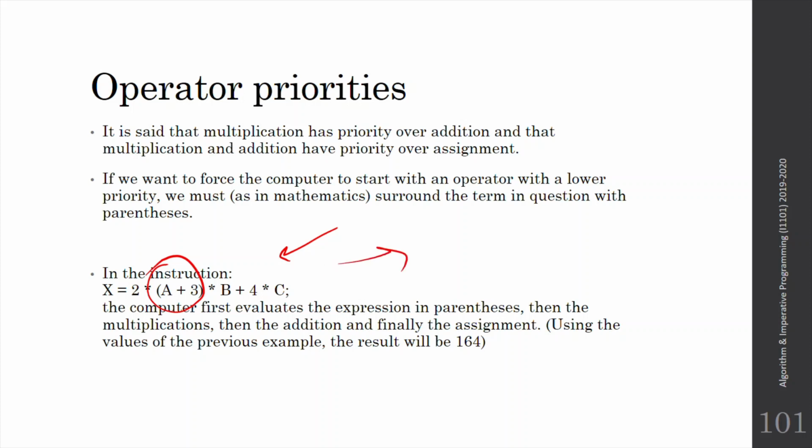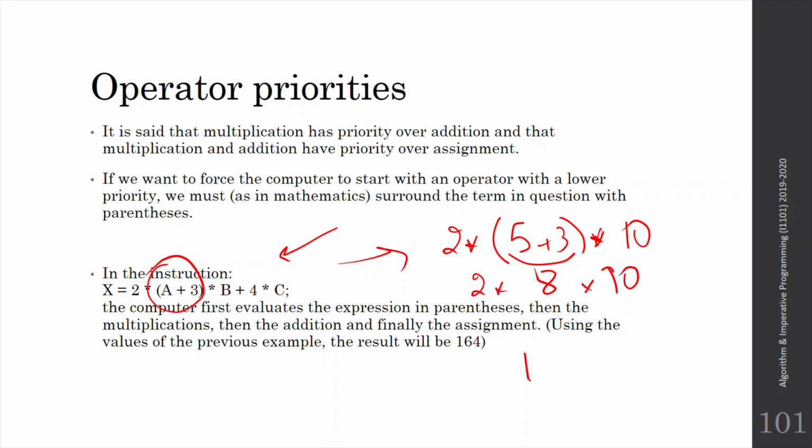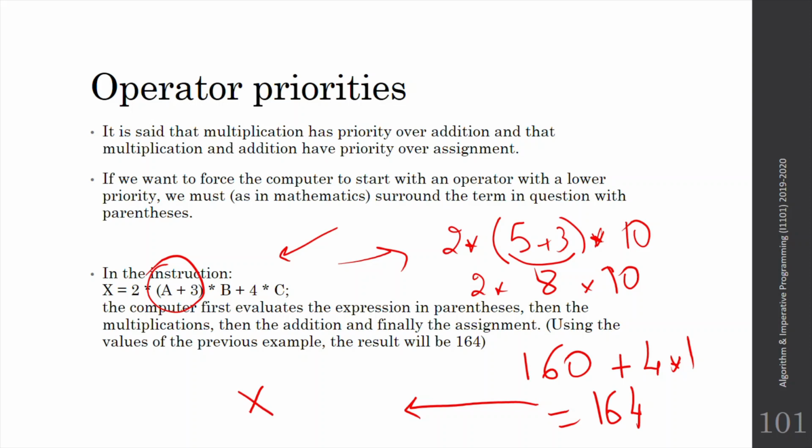So let's do it on the side here. It's 2 multiplied by (A, which is 5, plus 3), multiplied by B, which is 10. So first we do this, and it's equal to 8. Then we multiply 2 times 8 times 10, so it's equal to 160. And then we add 4 times 1. At the end, we will have 164. So the value 164 will be assigned to x. So we will put 164 in the variable x.